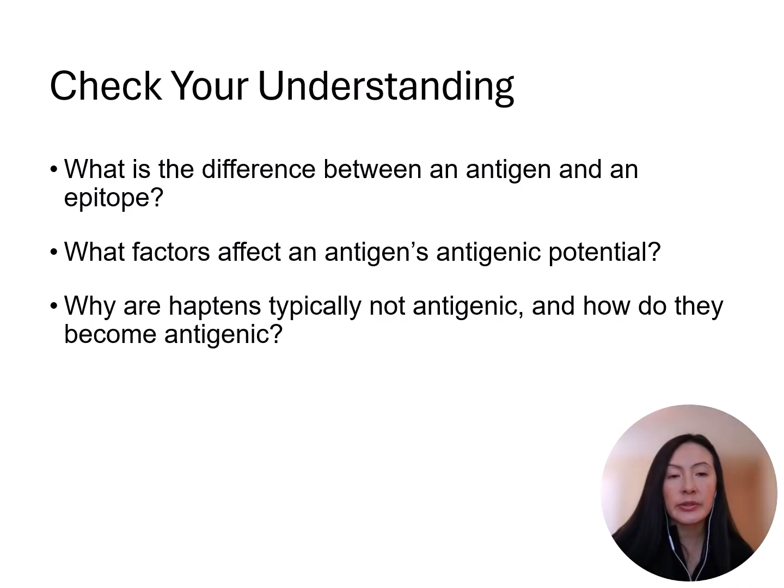The last question asks, why are haptens typically not antigenic, and how do they become antigenic? So we said earlier that haptens are too small. They're too small to trigger an immune response on their own. They only become antigenic when they bind to a larger carrier protein, forming a conjugate antigen. So these distinctions between all of these checkpoint questions are important to show why some substances trigger a stronger immune response while others do not.